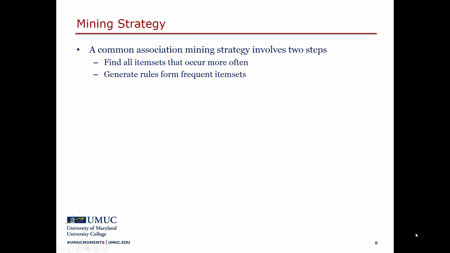Okay. So how do you go about extracting the rules? The strategy in general involves two steps. The first one is you find all the items that occur more often. That means those items that satisfy the support threshold. And then once you do that, you go to the next step of extracting the rules.